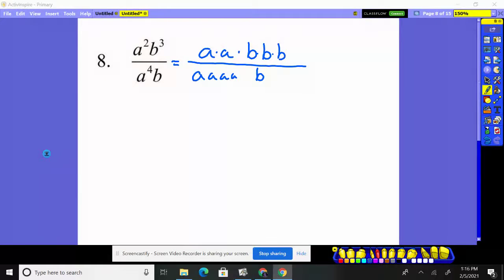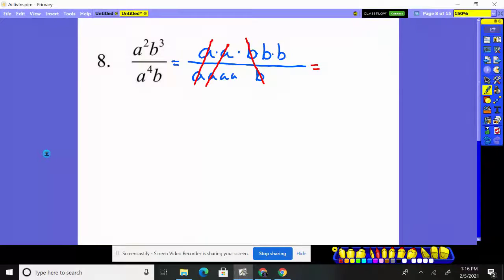Now, if I have something divided by itself, 7 divided by 7, that gives you 1. 9 divided by 9 gives you 1. So this a divided by that a gives you 1. That a divided by that a, they're the same number, gives you 1. Same here. That b and that b are the same number. So when they divide, they simplify to give you a 1.